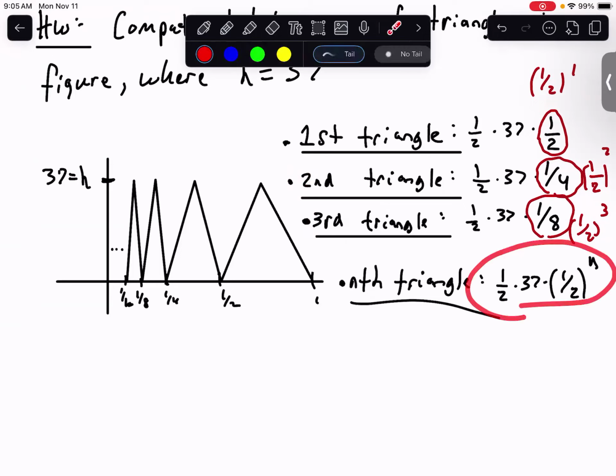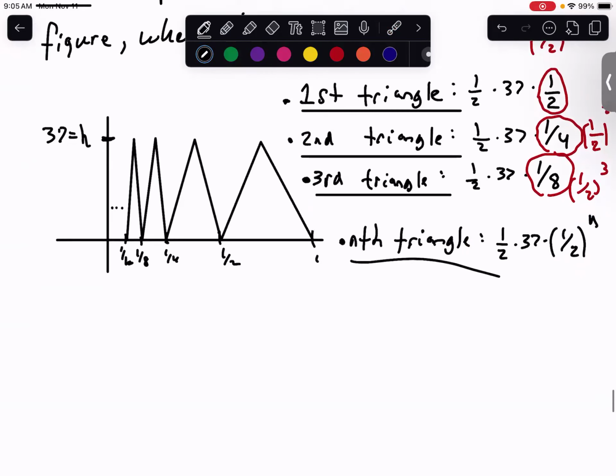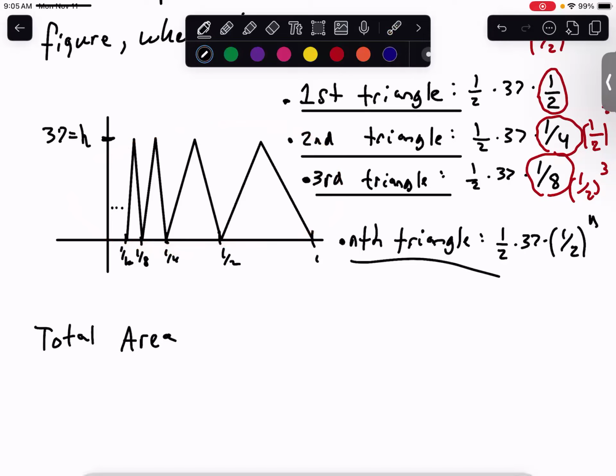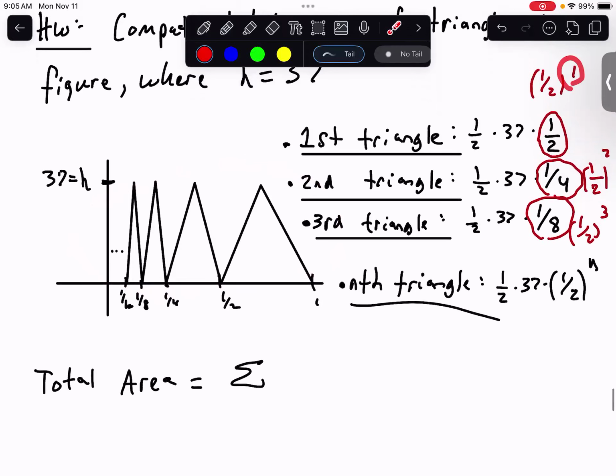And then this is the hard part. Once you determine the equation, it's now just a matter of actually computing what the series is going to be. So the total area is the sum of the area of all of these triangles, and we have infinitely many triangles. This is going to be equal to the series. The only thing that's changing is the power of our base. We're going from 1 to 2 to 3. And so we're starting at n is equal to 1, based off of the fact that this is 1/2 to the first power. So this is going to be n is equal to 1 going to infinity of 1/2 times 37 times 1/2 to the nth power.